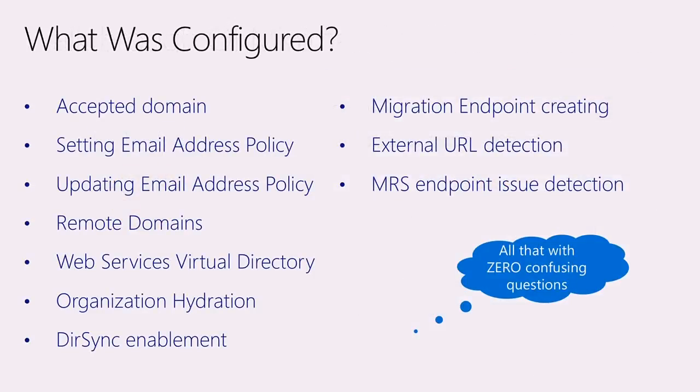So what did we do? A whole bunch of stuff. We went and configured accepted domains to ensure that mail flow would work properly. We set email address policies and updated any that were there to ensure that as we migrate users, those users are going to get stamped with the right email addresses so that mail flow will continue to work both within your organization as well as to and from the internet.